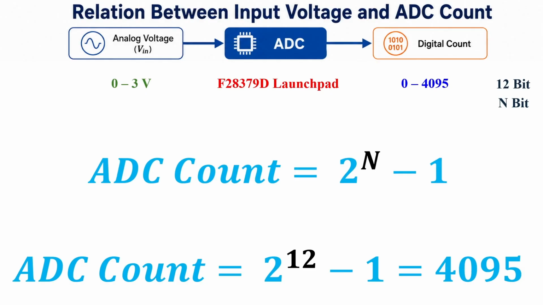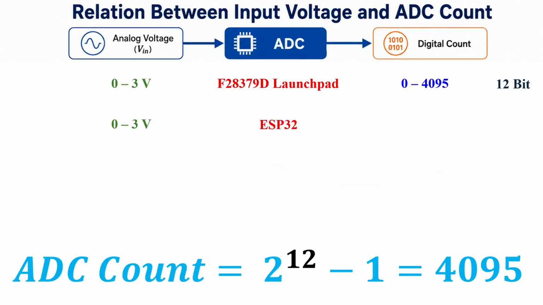Similar to the F28379D LaunchPad, other controllers also have their own ADC input voltage range and ADC count range. For example, in ESP32, the ADC input voltage range is generally considered as 0 to 3 volts, and since it uses a 12-bit ADC, the output count range is 0 to 4095. Similarly, for Arduino DUE, the ADC input voltage range is 0 to 3 volts, and the ADC output count range is also 0 to 4095 because it uses a 12-bit ADC.